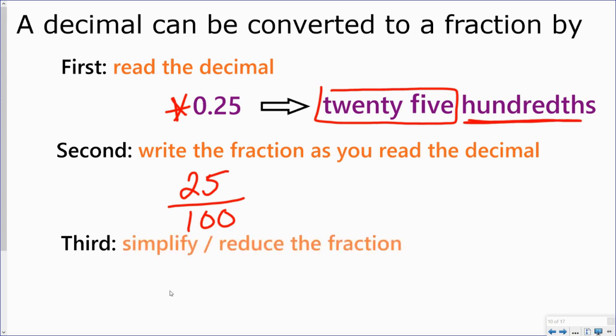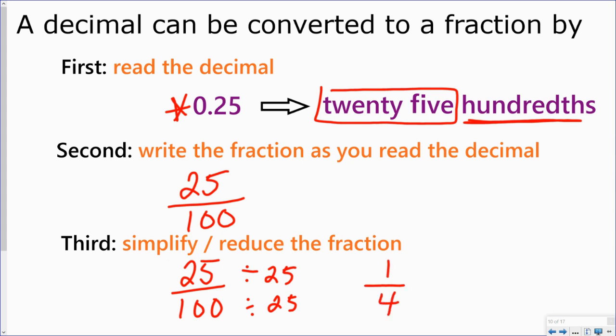And then third, I'm going to simplify or reduce my fraction. So here I have 25 hundredths or 25 over 100. I can divide both of those by 25, and that gets me a fraction of 1/4.